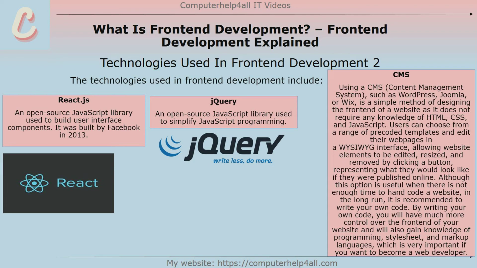CMS. Using a CMS, content management system, such as WordPress, Joomla, or Wix, is a simple method of designing the front end of a website as it does not require any knowledge of HTML, CSS, and JavaScript. Users can choose from a range of pre-coded templates and edit their web pages in a WYSIWYG interface, allowing website elements to be edited, resized, and removed by clicking a button, representing what they would look like if they were published online. Although this option is useful when there is not enough time to hand-code a website, in the long run, it is recommended to write your own code.